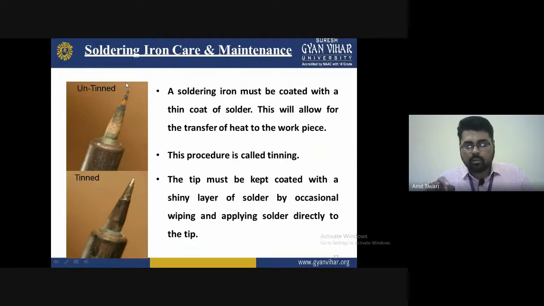But during soldering, you just keep in mind that a coat with this shiny layer is required, by occasional wiping and applying the solder directly to the tip. It will allow you to maintain the surface quality of the workpiece also. It will allow you to maintain the quality of the soldering equipment also. So these are all the fundamentals we require for joining metal with the help of solder.